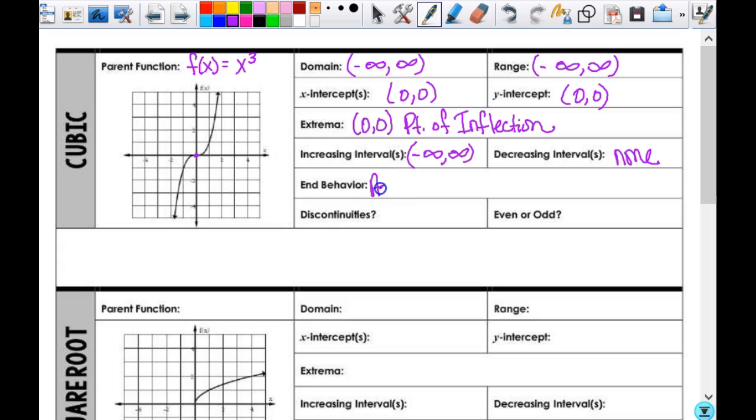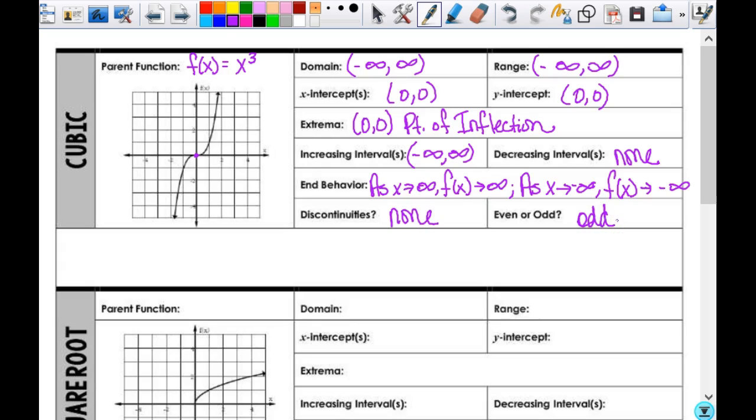So then as x approaches infinity, f of x approaches infinity, right? As x approaches negative infinity, f of x approaches what? Negative infinity. Good. Any discontinuities? No. Even, odd, or neither? Odd.